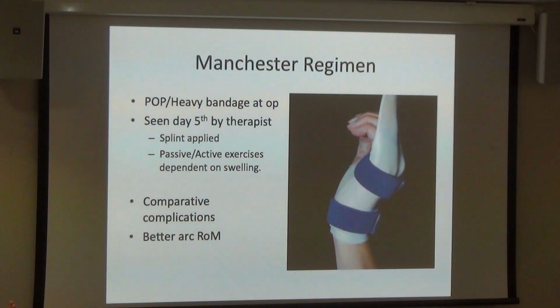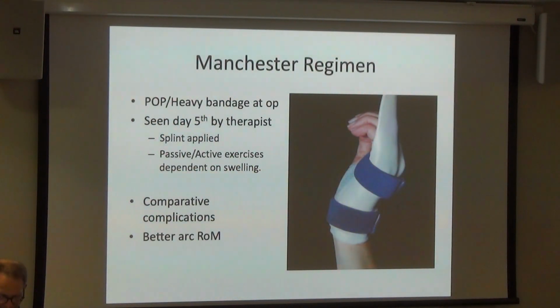It keeps the fingers open so you can do passive and active exercises, and because it's a Velcro strap, the patient or the hand therapist can change the diameter of it when the swelling changes, right? So you don't have to do a new splint every time. The complications are comparable, but they've also demonstrated that a better arc of range of movement is achieved with the Manchester protocol than the others.